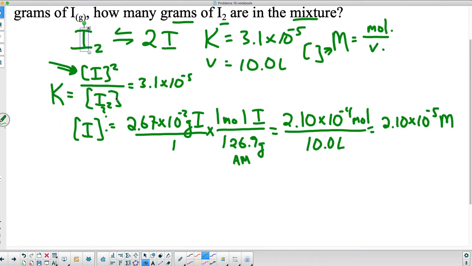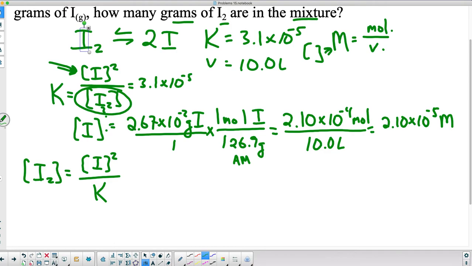Now if I solve for this right here, the concentration of I2 is going to be equal to my concentration of I to the second power divided by the K value. So let's put that in and figure out what that is. That is 2.1 times 10 to the negative fifth, and that's going to be squared.